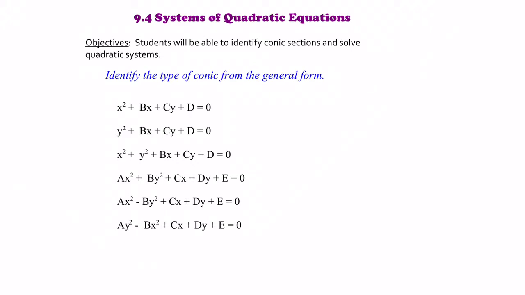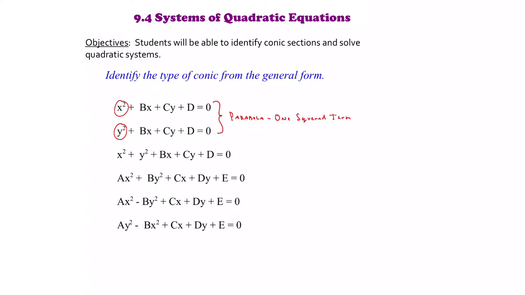So if you look at the first one, x squared plus bx plus cy plus d, our focus is really on the squared terms. That almost in itself will help us identify each of these. On the first two, you notice that there is only one squared term, and the only conic that has one squared term is the parabola. So the first two are parabolas, once again because there's one squared term.